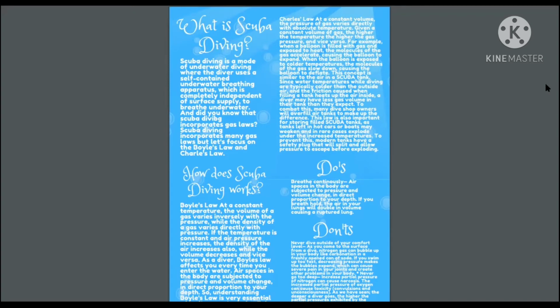Now that you know the concept and how scuba diving works, let's dive into the do's and don'ts of scuba diving. While diving, you should breathe continuously because the air in your lungs becomes unsafe when you ascend. If you hold your breath while ascending to the surface, your lungs and the air within them expand as the water pressure weakens. Since that air has nowhere to escape, it keeps swelling against the walls of your lungs, regardless of the organ's finite capacity.